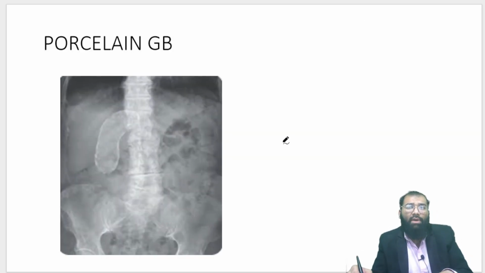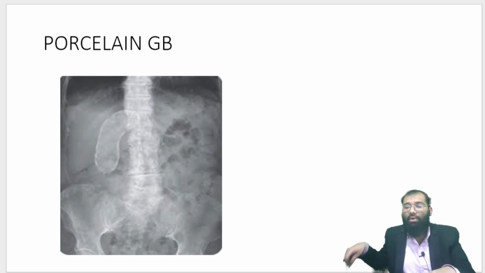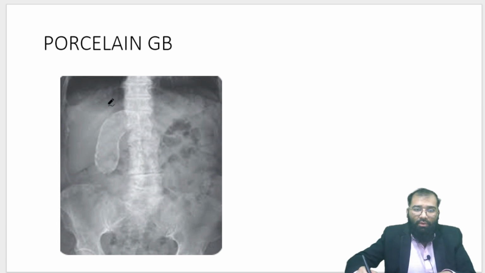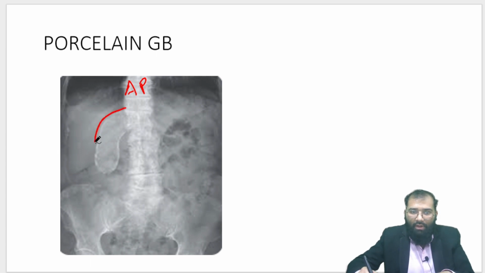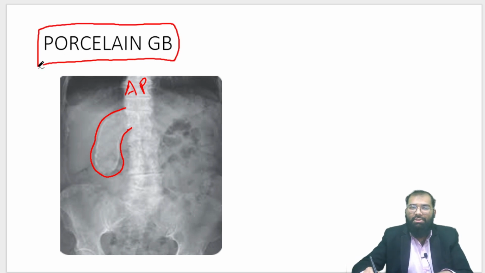Now this is again a very important question which is asked in NEET. They can directly give this as an image based question and ask you to identify. So you can see here this is an AP radiograph of the abdomen and you are able to see calcification along the GB wall. So what is this? This is called porcelain GB. Porcelain GB is seen as calcification in the GB wall.